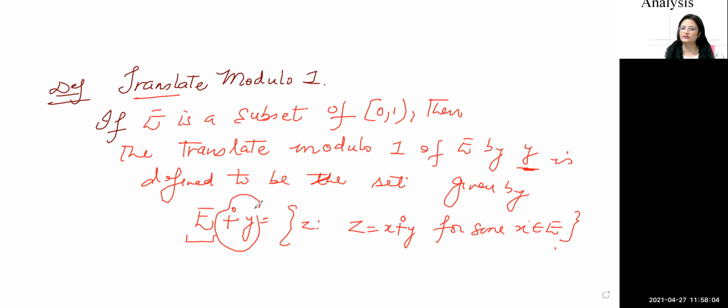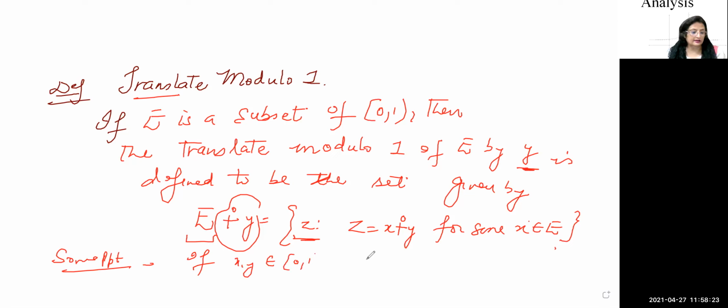So the members in it will be of the form z, and what is z? Z is a sum modulo 1. So there are some properties of this modulo. Number one, if x and y belong to the interval 0 to 1, then the sum modulo 1 also belongs to the interval, whatever value it will give, either x plus y or x plus y minus 1. It will be part of the interval 0 to 1.